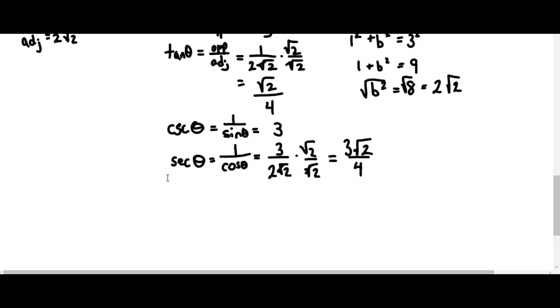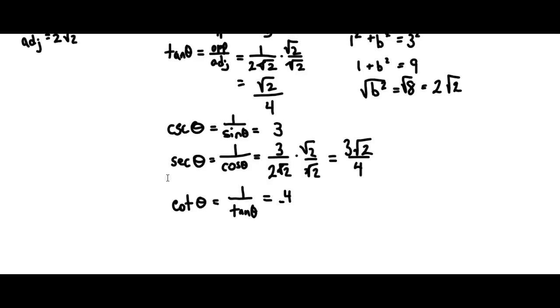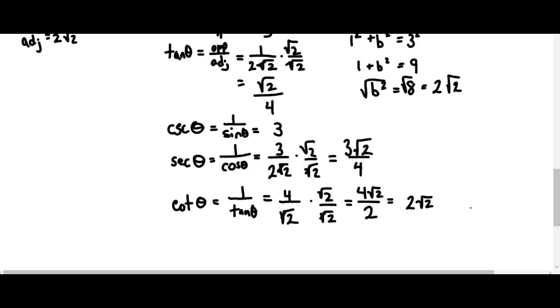And then finally, my cotangent of theta is 1 over tangent of theta. So we have 4 over the square root of 2. So let's multiply top and bottom by square root of 2. The square roots cancel out, and we get 2 on the bottom. And we get 4 radical 2 on the top, which is going to simplify to 2 radical 2. So those are my 6, well, I should say 5 remaining trig functions.